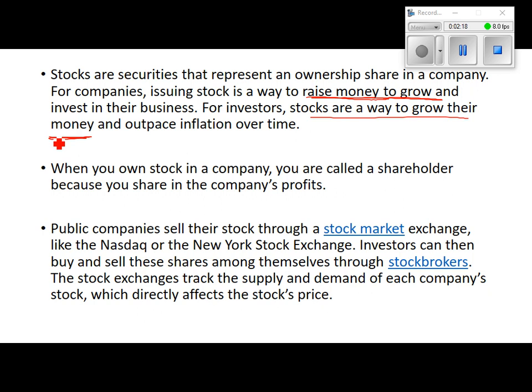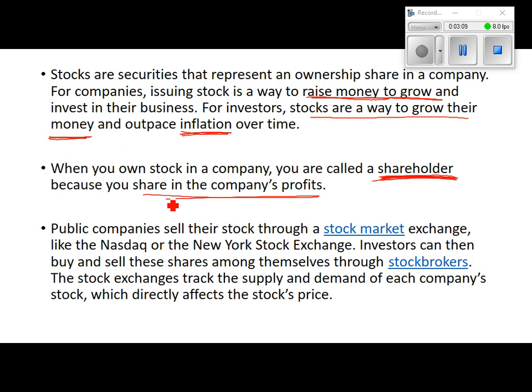So in other words, you put in that money, and hopefully that company grows and starts to be worth more, and then that means your stock in that company is worth more, and you can have your money grow quicker than just the inflation rate, and it'll help you to do better with your money. When you own stock in a company, you're called a shareholder, because you share in the company's profits. So as the company makes profit, then you make profit also.